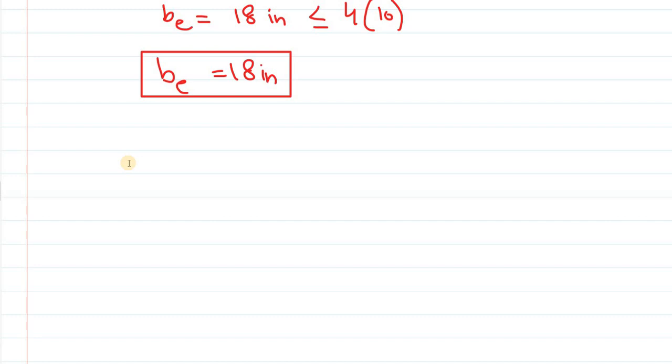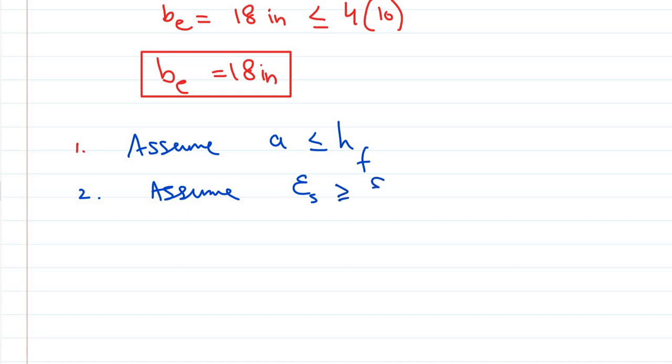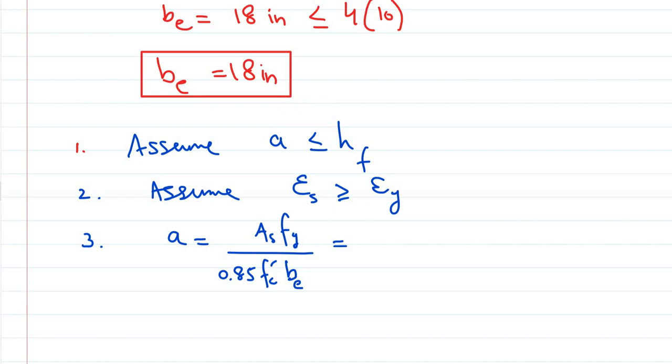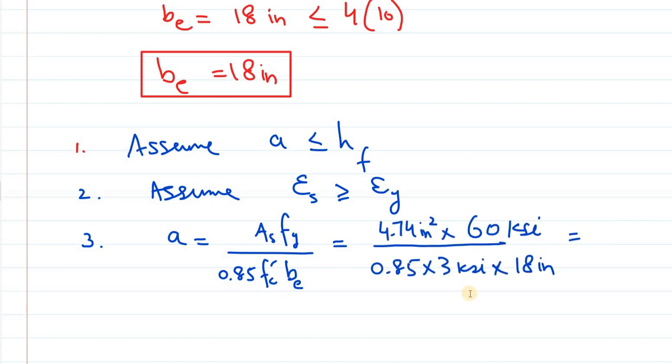First of all, we will assume that this is case 1, and that means we are assuming that A would be equal to or lesser than HF. And then next we assume that epsilon S is equal to or greater than epsilon Y. And then third, we are going to calculate A value based on our assumption that tension steel is yielding. So that would be AS FY divided by 0.85 FC prime BE. All right. So let's put the values.